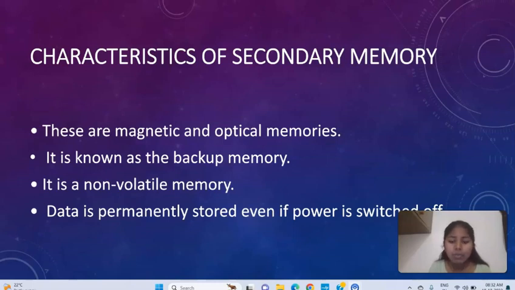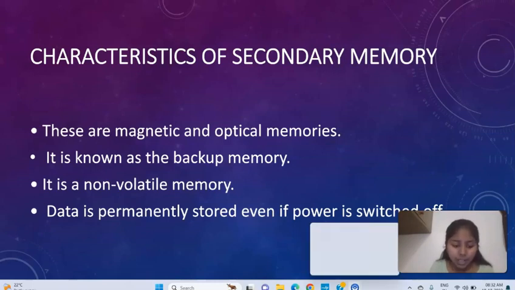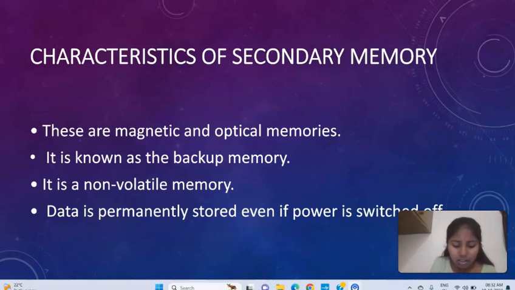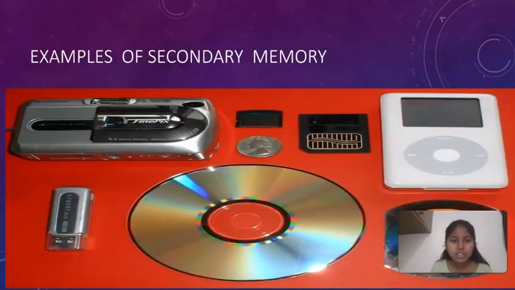In primary memory, when we switch off the computer, the data is erased. In secondary memory, when we switch off the power, the data cannot be erased. It stores data in the computer permanently, but is slower compared to primary memory. Next, examples are CD, pen drive, etc.